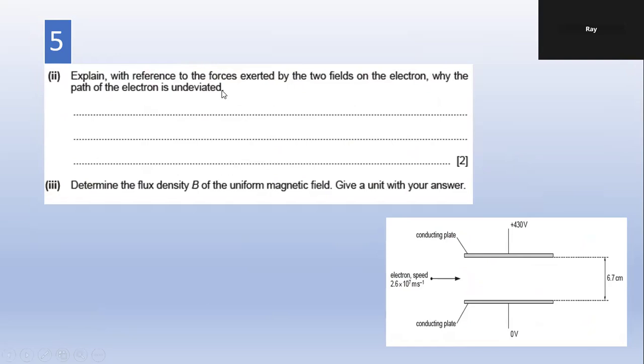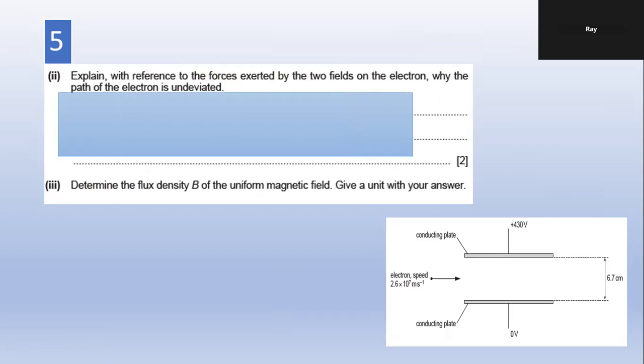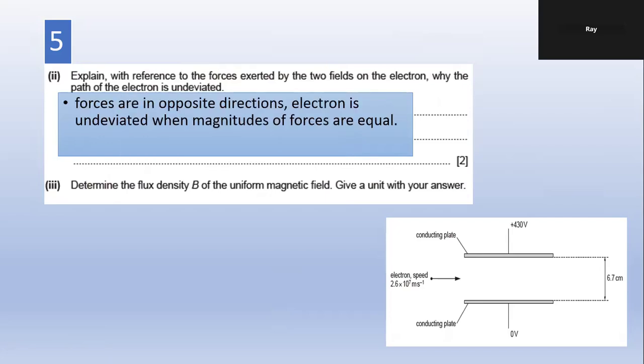Explain, with reference to forces exerted by the two fields on the electron, why the path for the electron is undeviated. Okay, you want to try? The forces are equal in magnitude, but they act in opposite direction. Okay. Forces are in opposite direction. 1 mark. Electron is undeviated when the magnitude of the forces are equal.